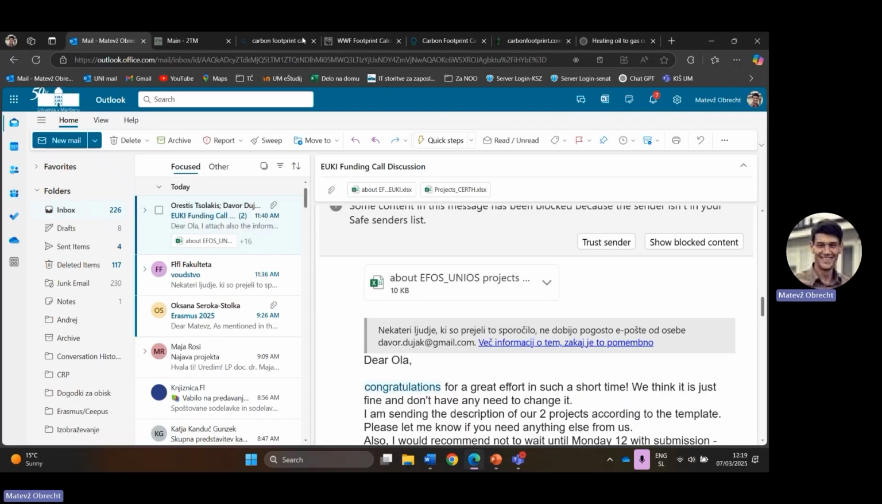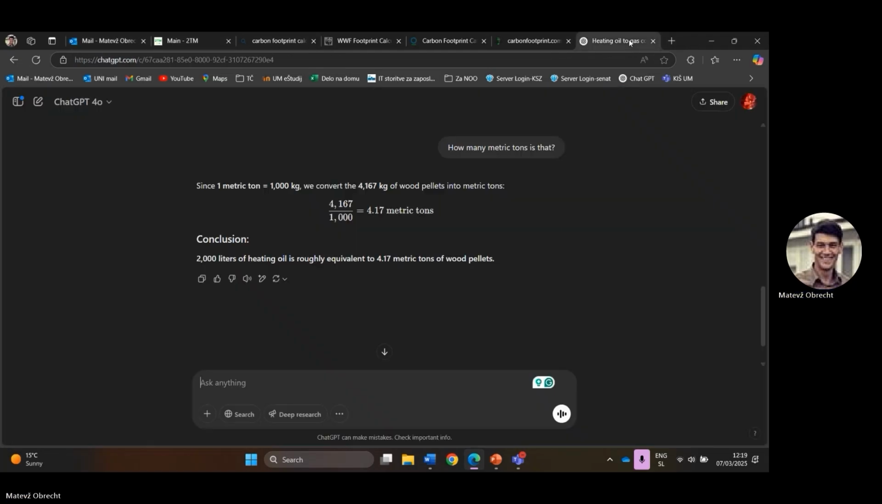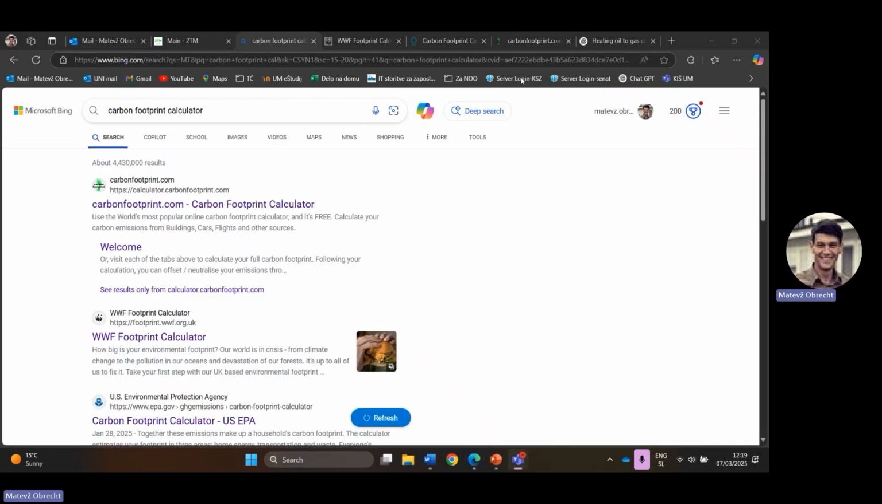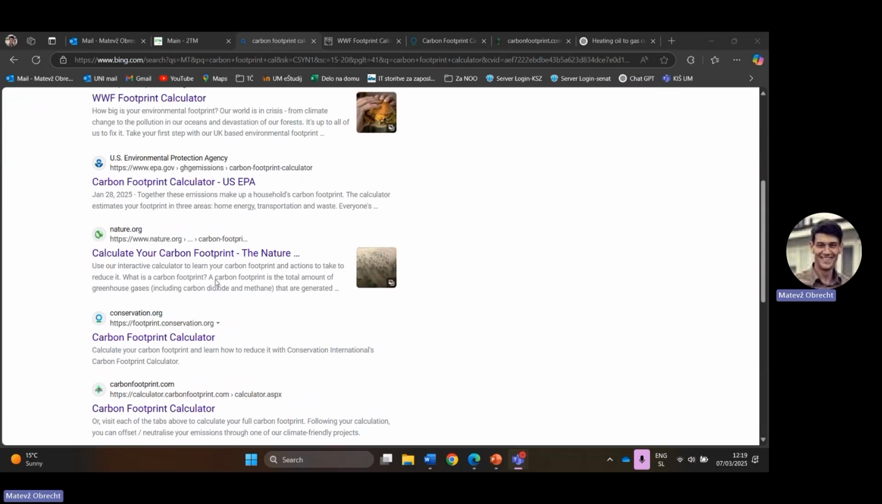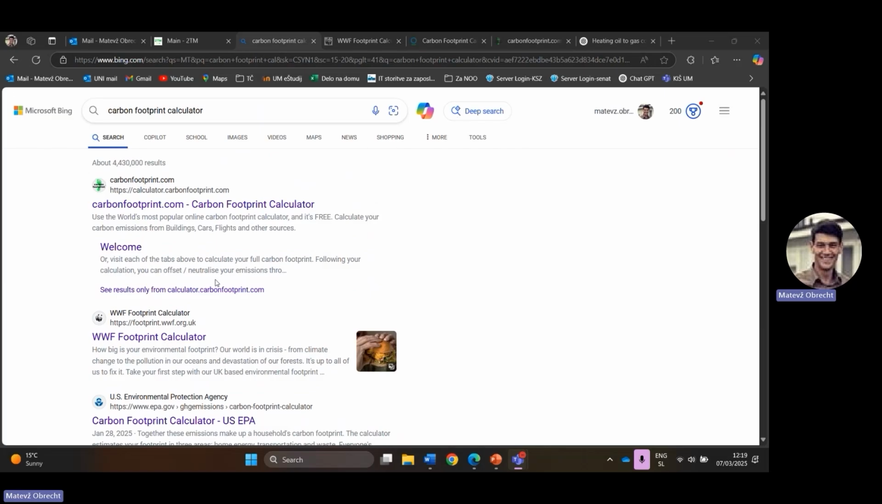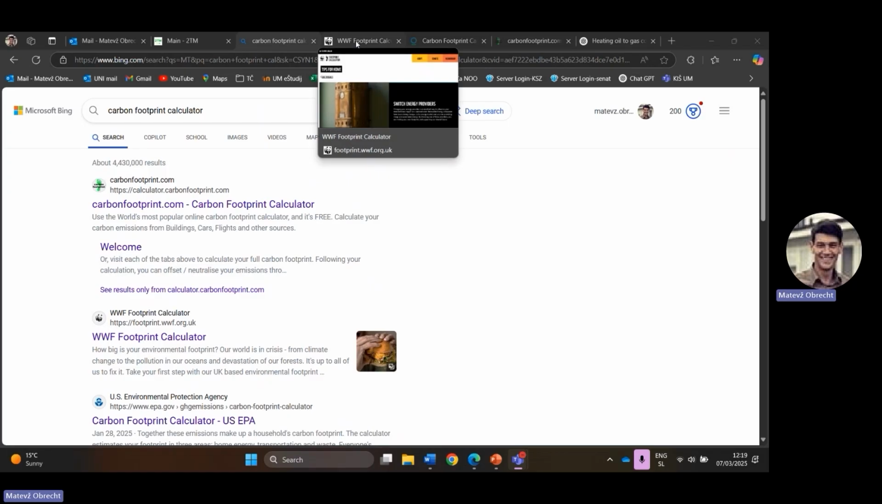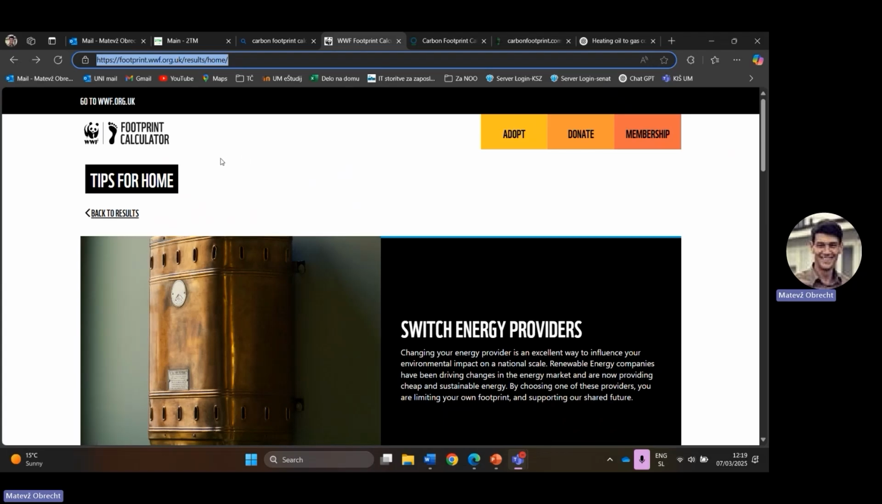I have opened it already here, so just a moment. Okay, the easiest way to do it is to just Google carbon footprint calculator. You have quite a lot of different calculators. You can see it here. You have ones for personal use, ones for business use, and so on. I will show you how to calculate the carbon footprint on two calculators. So we will start with that one.